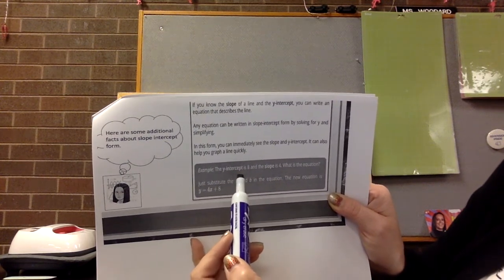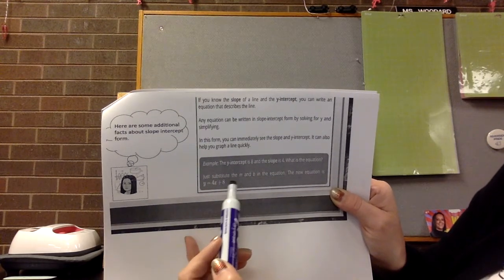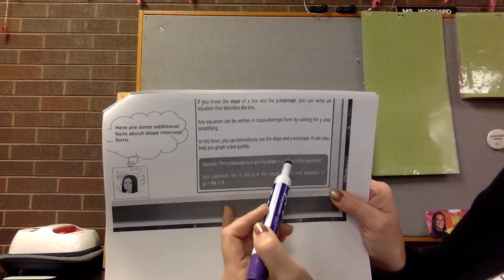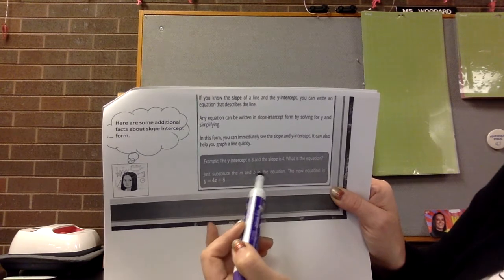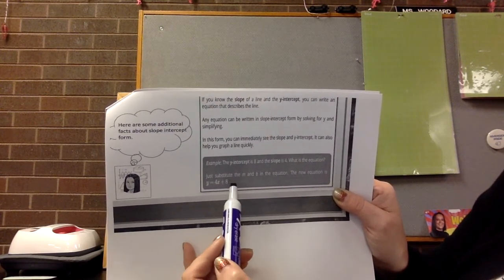Example, the y-intercept is 8 and the slope is 4. What is the equation? So you're just going to substitute the m. The m is going to become 4, and the b is going to become 8. And the new equation will be y equals 4x plus 8.